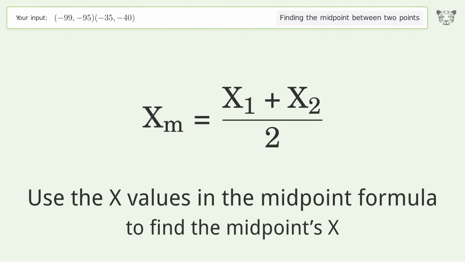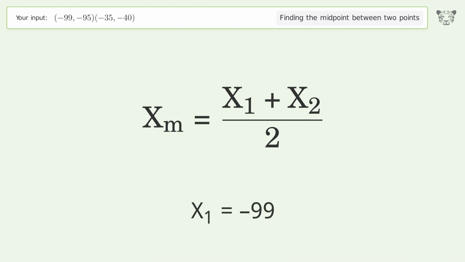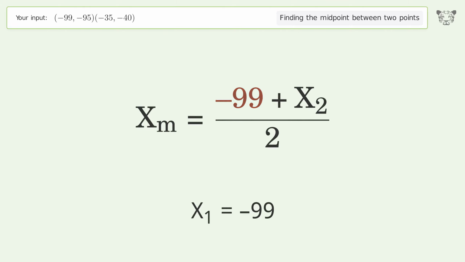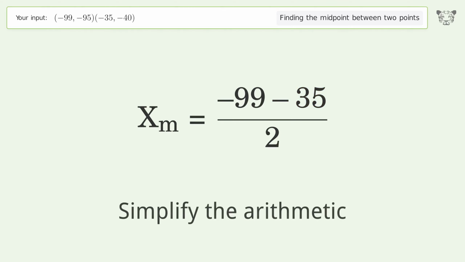Use the x values in the midpoint formula to find the midpoint's x. x1 equals -99. x2 equals -35. Simplify the arithmetic.